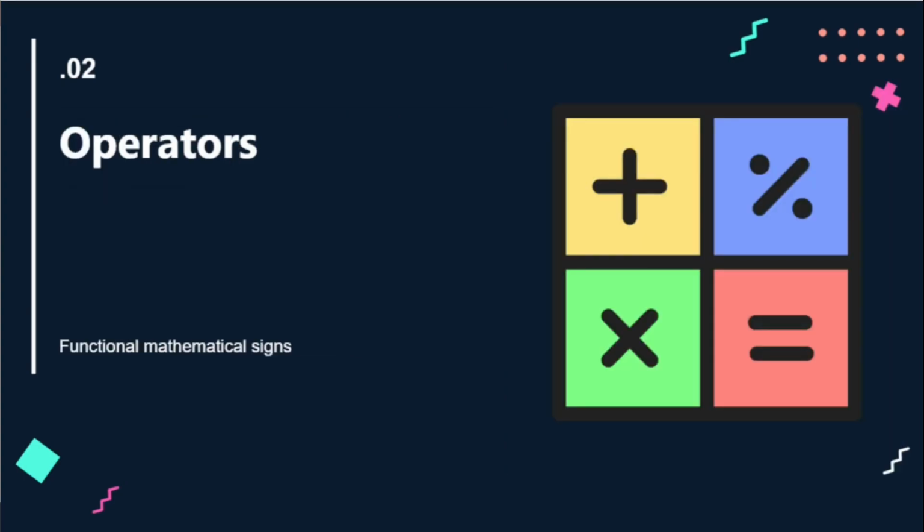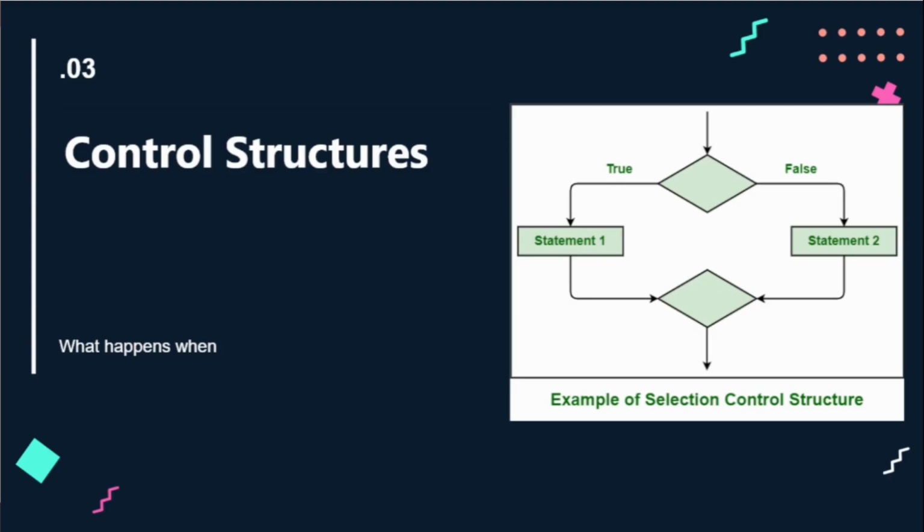Next, we have operators. Operators are symbols that perform operations on variables and values. Common operators include addition, subtraction, multiplication, division, and the equal sign, known as assignment. Once we are done with operators, we move to control structures. Control structures are used to control the flow of the program. For example, if statements, which create conditional execution of the code, or loops like for and while, which cause the repeating of a block of code.